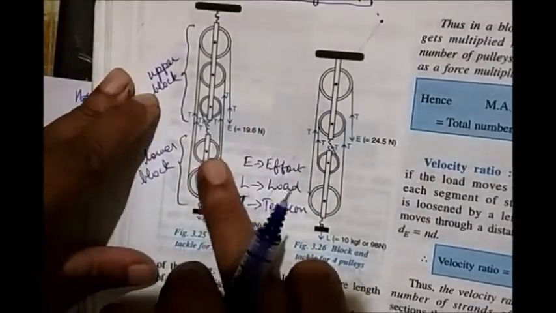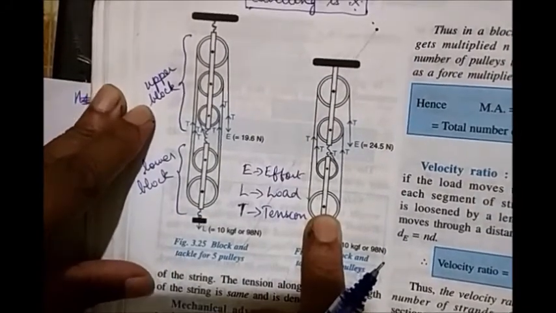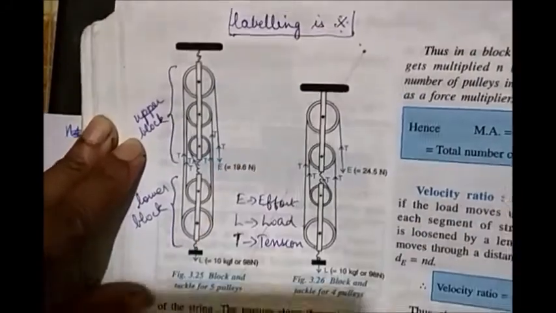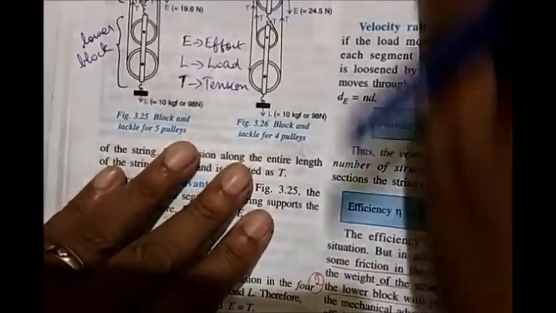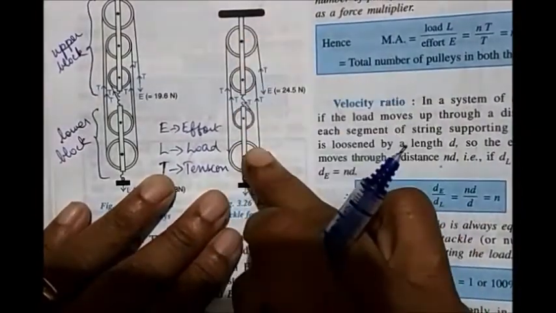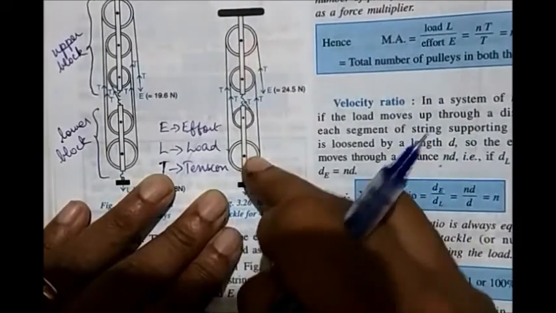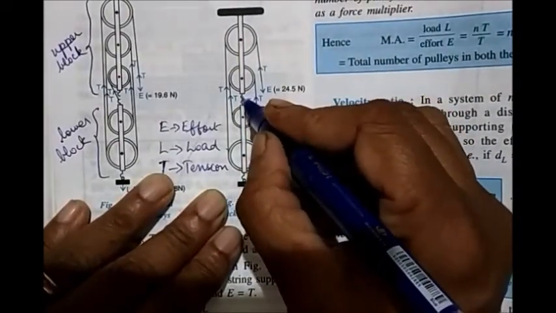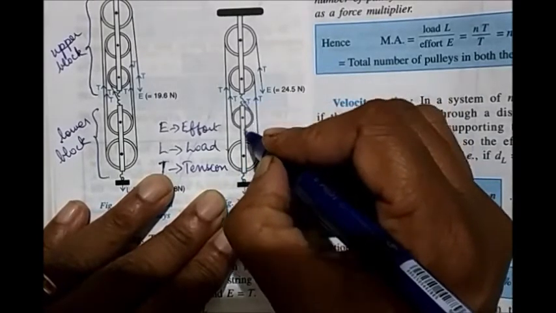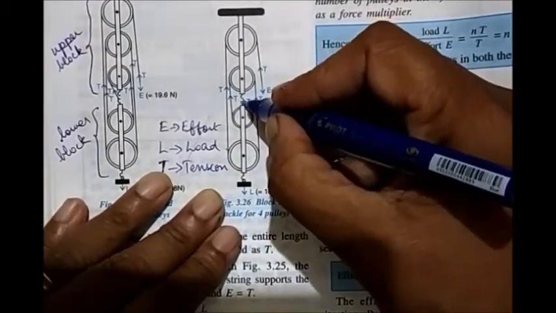In your book they have given one with 5 pulleys, the other with 4 pulleys. Labeling is important. These are the labelings: effort, load and tension. If you have an even number of pulleys, like 4, the upper block should have 2 and the lower block should have 2. The rope should start from the upper block, the upper hook. From this hook it will start, so it will go like this, like this, like this and like this. Now see what will happen if I start from the lower block.